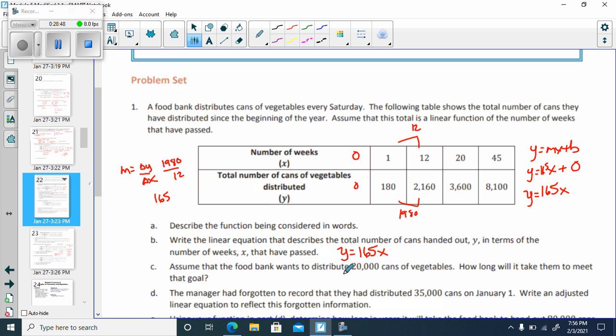Assume that the food bank wants to distribute 20,000 cans of vegetables. How long will it take them? Well, y is the total number of cans, right? So you would say 20,000 equals 165 times x. You divide both sides by 165, and x would be 20,000 divided by 165, which would give us 121.2, okay? 121.2 what? Weeks. Okay, that's a long time.